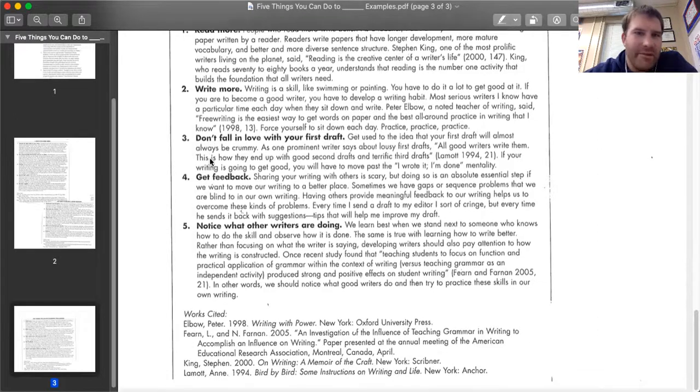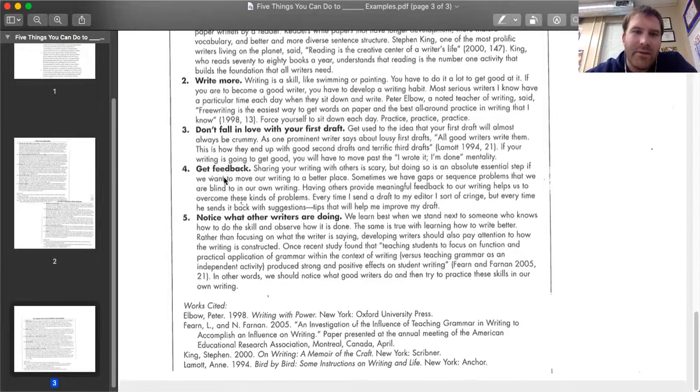Number 3, don't fall in love with your first draft. Get used to the idea that your first draft is almost always crummy. Well, as one prominent writer says about lousy first drafts, all good writers write them. This is how they end up with good second drafts and terrific third drafts. Lamott, 1994, page 21. If your writing is going to get good, you'll have to move past the "I'm done" mentality.